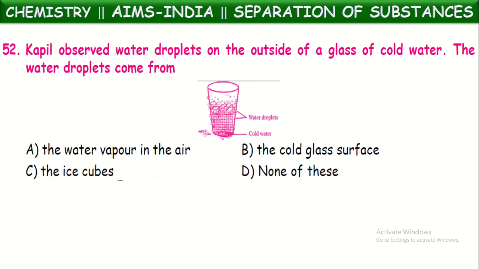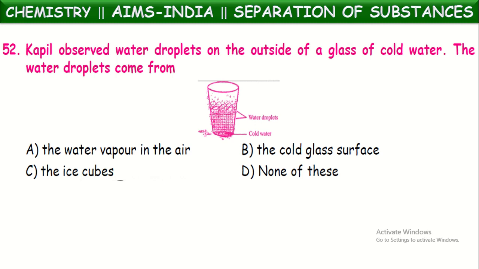Now the next one. Couple observed water droplets on the outside of a glass of cold water. The water droplets come from. Yes, this we can also observe. You take a glass of chilled water or water with ice cubes. If we keep that water glass outside on the table for some time, then after a few minutes, if you observe the outer surface of the glass, we can see some droplets of water. From where are the water droplets coming? Are they coming from inside the glass? Are there any holes in the glass? No, it is not happening.